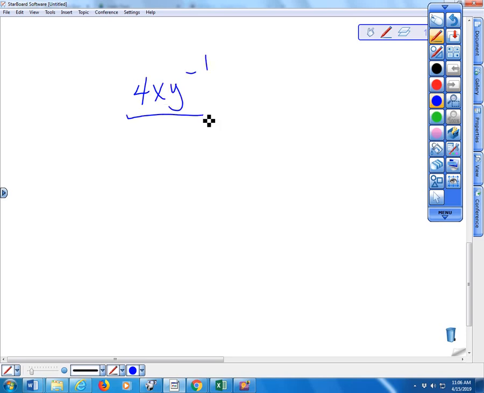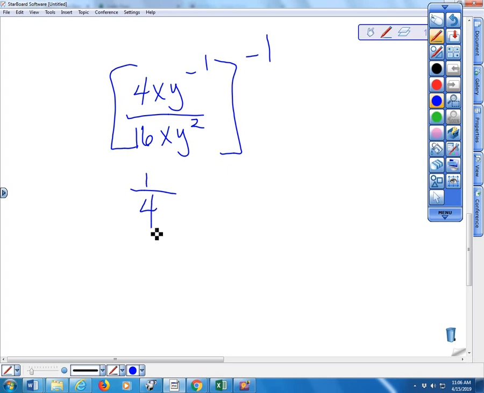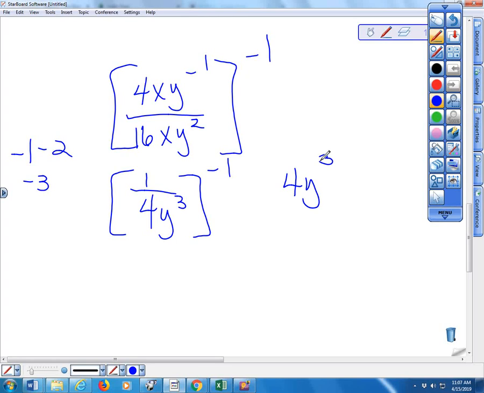4xy to the negative 1 over 16xy squared, the whole thing raised to the negative 1. I personally would probably simplify what's in the brackets first before I raise everything to the exponent. So to simplify that, 4 over 16 is 1/4. X over x, those cancel. Y to the negative 1 divided by y squared, I take negative 1 minus 2, right? Which is negative 3. Y to the negative 3 is the same as 1 over y cubed. So y cubed is down here. Then I raise this whole thing to the negative 1, which just means I flip the whole thing. So my answer is 4y cubed. Good there? Okay.